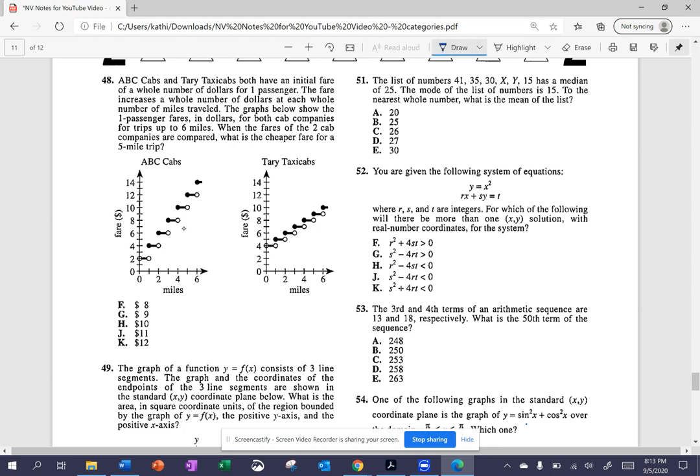So I'm looking at 5 miles. And the fare is $12 for ABC cabs. And 5 miles for this one is $9. So the lesser fare is $9, or cheaper fare.